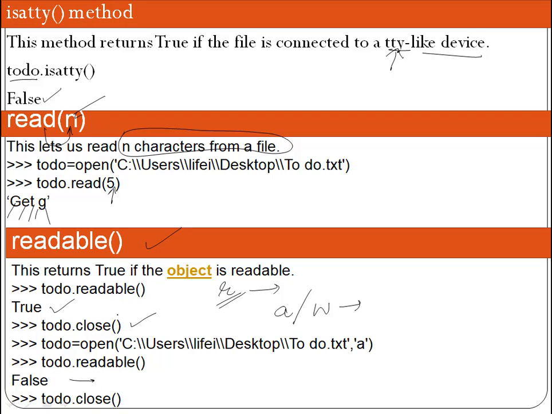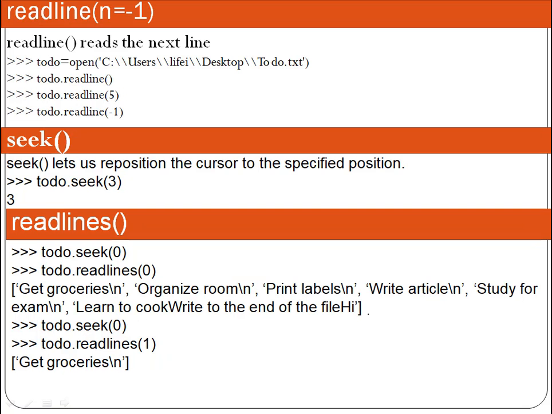So here, first we have opened in the read mode, so it is readable, true. Then we have closed the file and opened the file in the append mode. You are trying to find whether the file is readable or not. Then it will return false because it has been opened in append mode. So you are not able to read, but you are appending some text into the file. Then you are closing the file at the end.